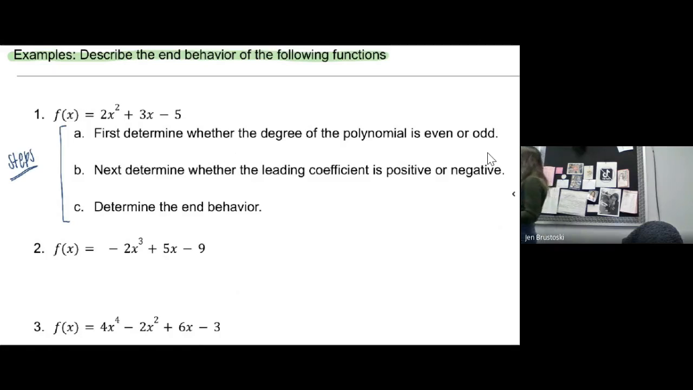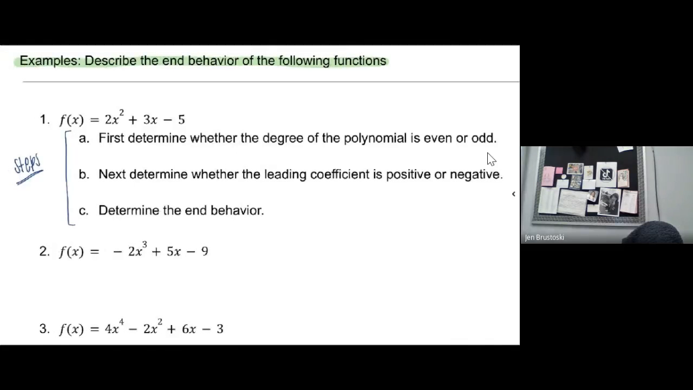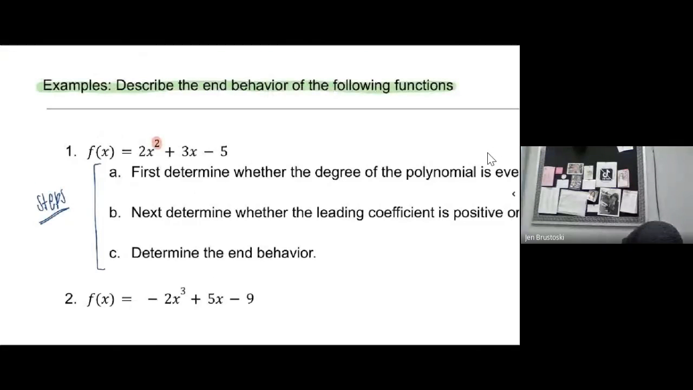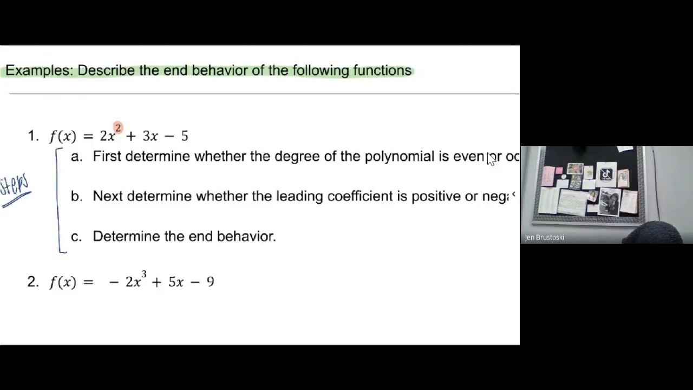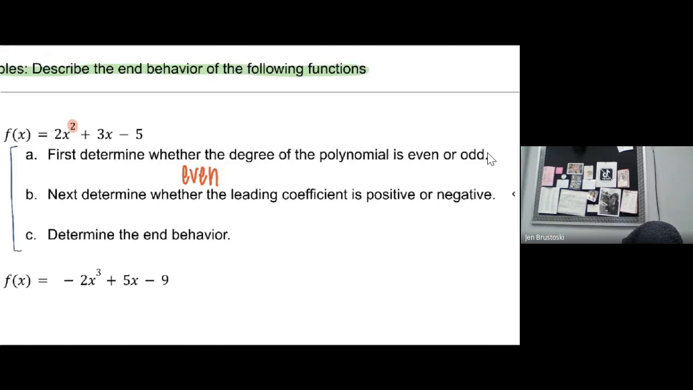Okay, I think people are about finished with that. All right, so it says first determine whether the degree of the polynomial is odd or even. So we're going to look here at our degree, and someone raise your hand and tell me, is that odd or even? Even. Make sure to raise your hand. Okay, so then it says next determine whether the leading coefficient is positive or negative. What do you guys think? Chase? Positive.